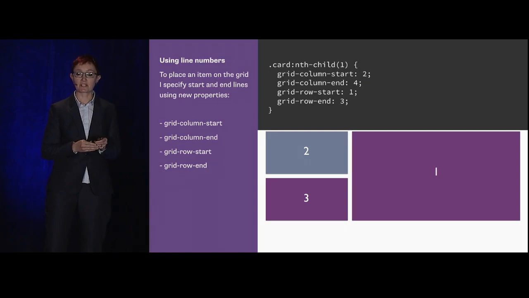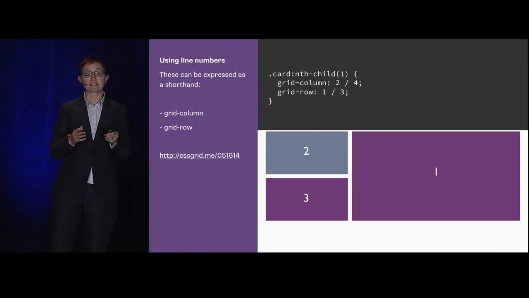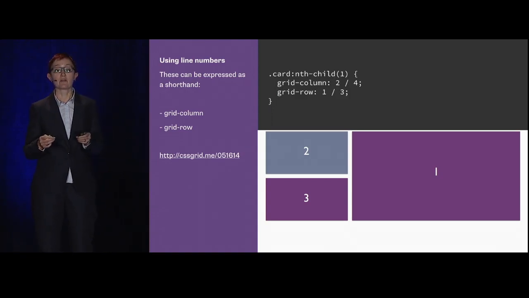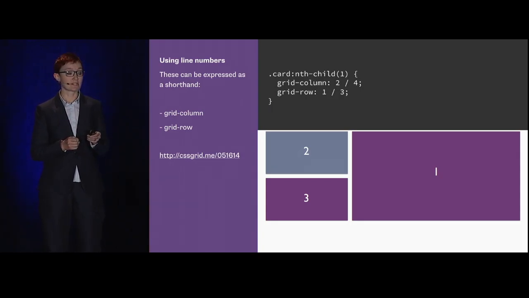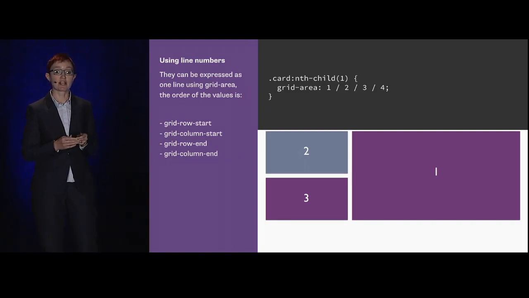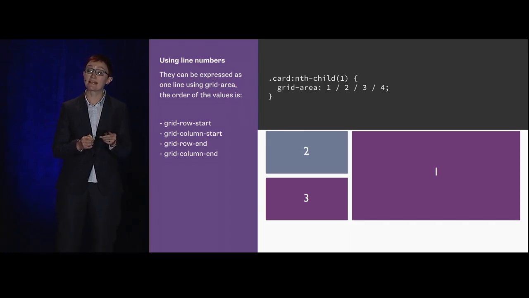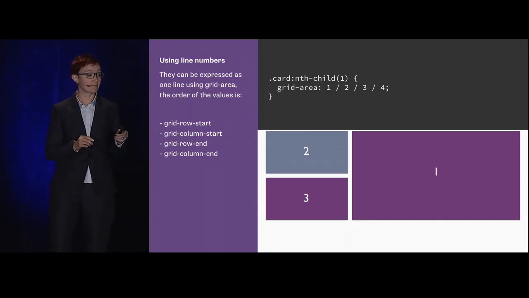That's fairly verbose as a syntax, so we've got a shorthand here. It's exactly the same, except that we're saying grid-column, and the start is the value before the forward slash, and the end value comes after the forward slash. You can actually go to an even shorter shorthand and express the whole thing as one line of CSS. And the order of those values is grid-row-start, grid-column-start, grid-row-end, grid-column-end, which is the other way round to how we specify margins and padding.